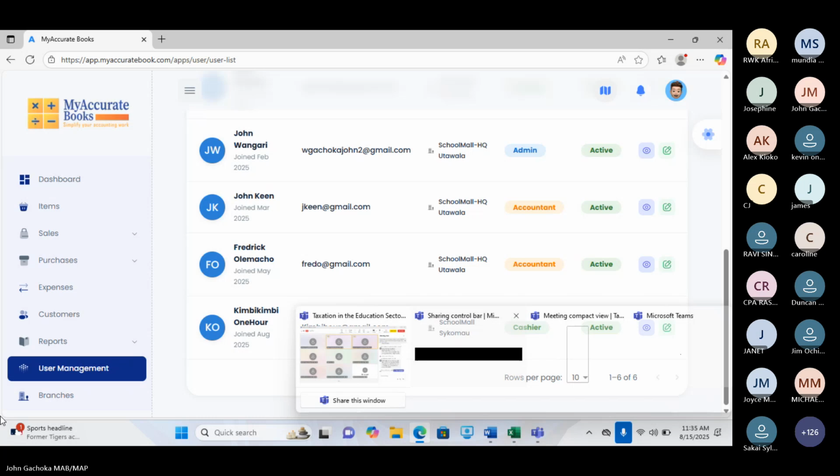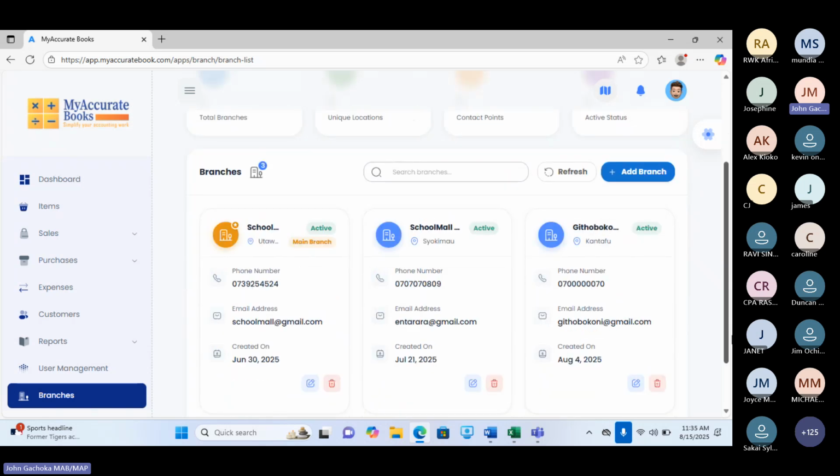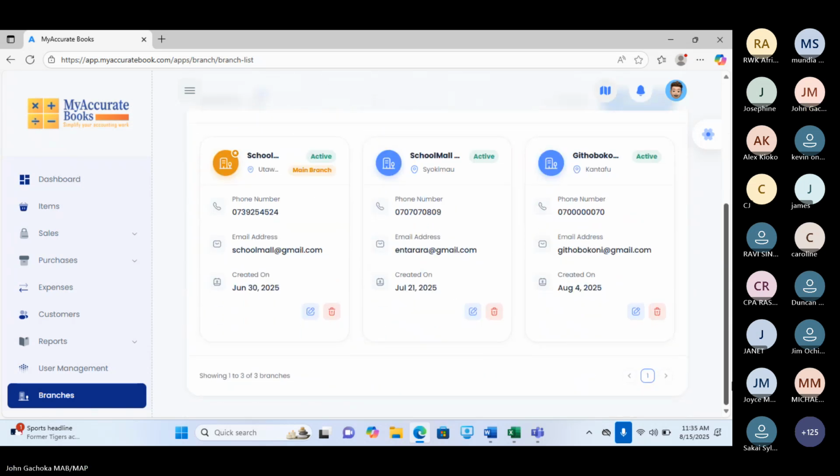With branches, you might find that you have, maybe in the case of a business or an institution, different campuses or branches. You are able to update that information under the branch. And therefore, if the different campuses or the different branches have different handlers, you will be in a position to follow up on the different transactions that are going on as the school administrator or the owner or administrator of this system.